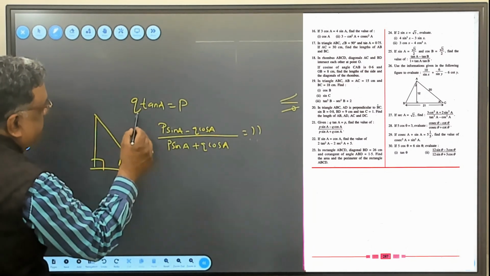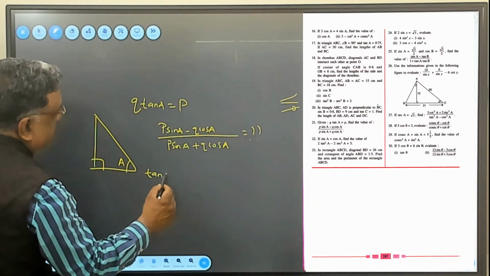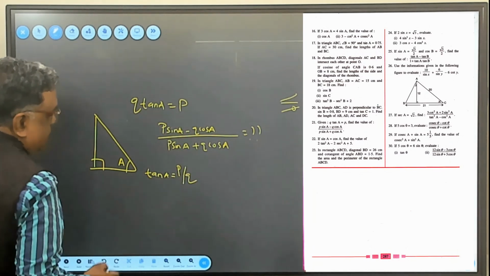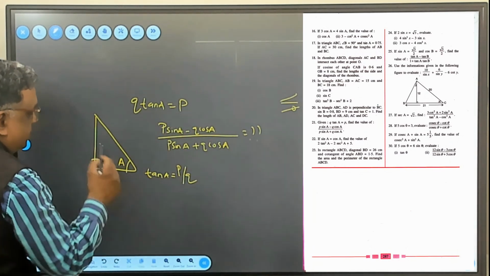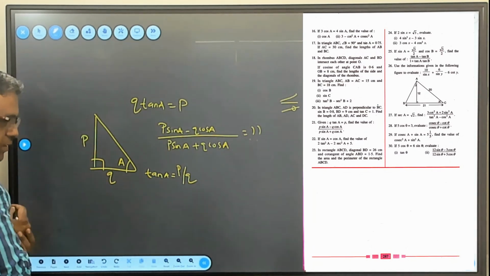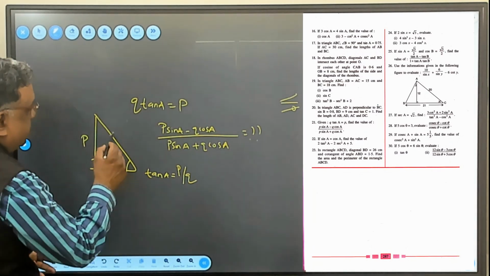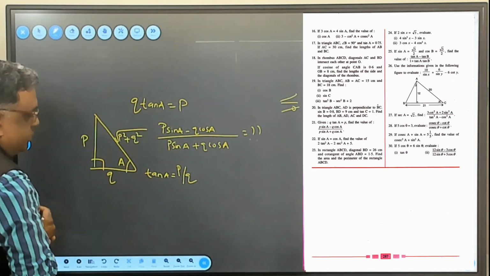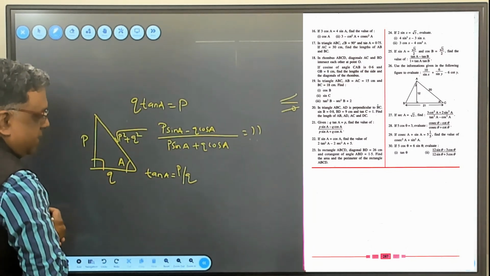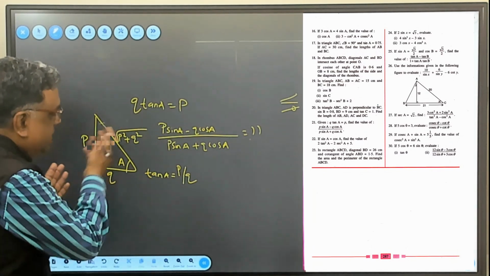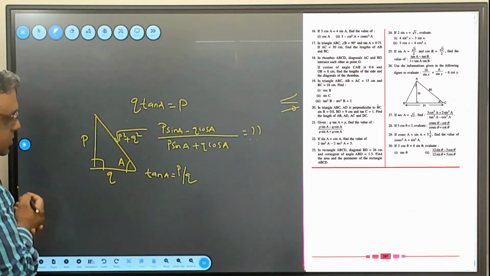So what is tan A? Tan A will be, if I take Q down, P upon Q. So what is tan A? Opposite upon adjacent, so P and Q. So if I do Pythagoras theorem, won't this hypotenuse be square root of P square plus Q square? Correct? I don't need to go into details of how this came, because we know Pythagoras theorem, so it will be square root of P square plus Q square.